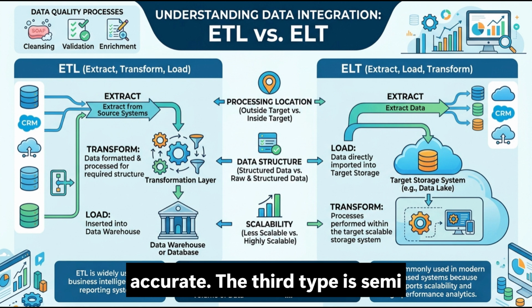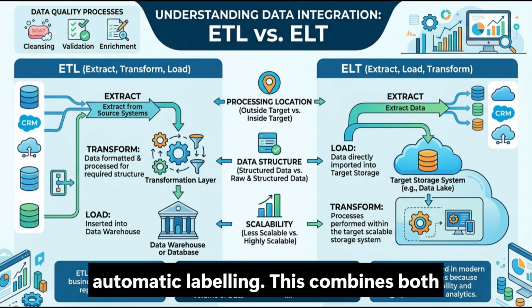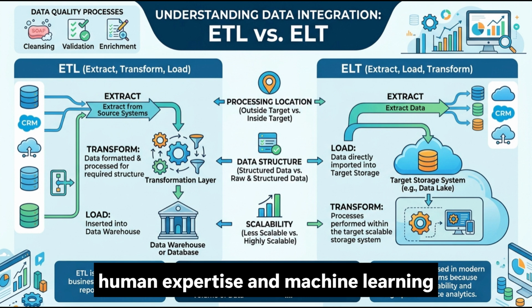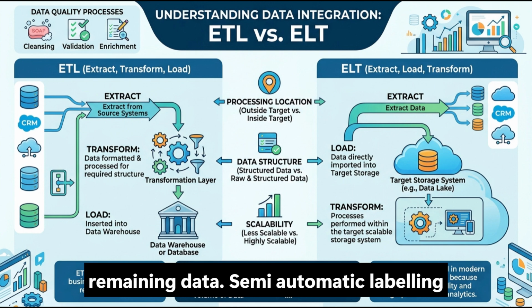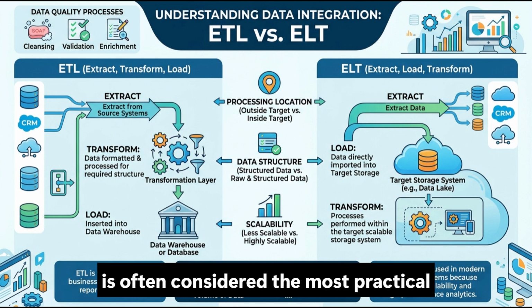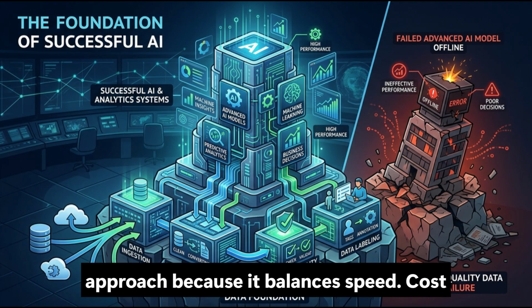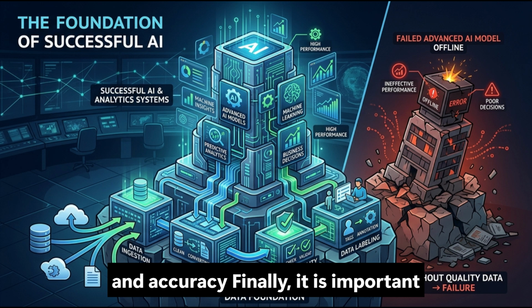The third type is semi-automatic labeling. This combines both human expertise and machine learning models. Some data is labeled manually, while AI systems help label the remaining data. Semi-automatic labeling is often considered the most practical approach because it balances speed, cost, and accuracy.